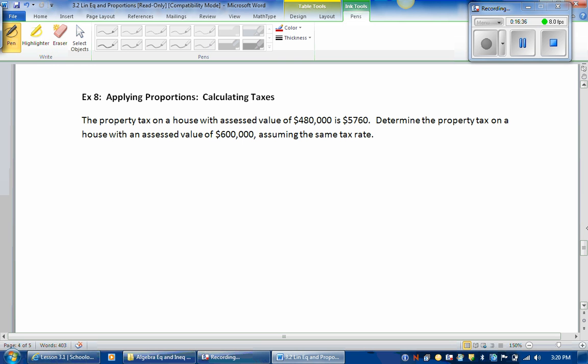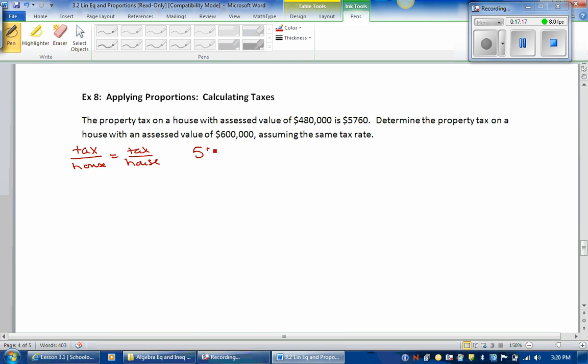Okay, so now let's put this into an application. The property tax on a house assessed at $480,000 is $5,760. That's their property tax. Determine the property tax on a house with an assessed value of $600,000. Assume the same rate. So we're going to build a proportion. If the tax is $5,760 for this house, and it's the same rate, the tax on the next house is going to be proportionate.